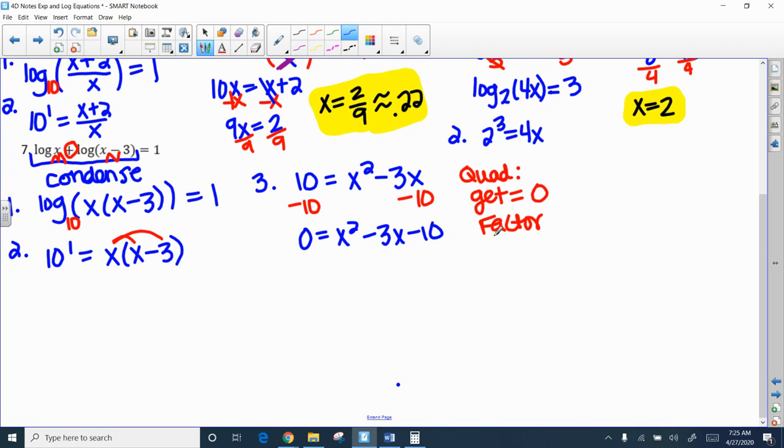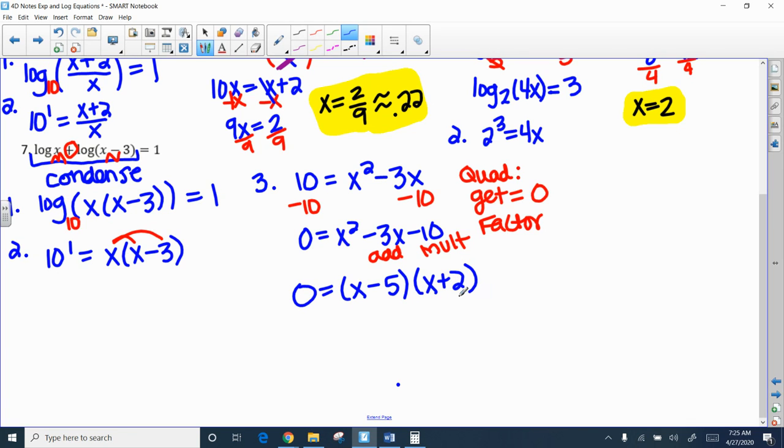Now I can factor that. When I'm trying to factor, I'm looking for numbers that multiply to be negative 10 and add up to negative 3. So I can use 5 and 2. I'm going to need x minus 5 and x plus 2. And then it's still equal to 0.